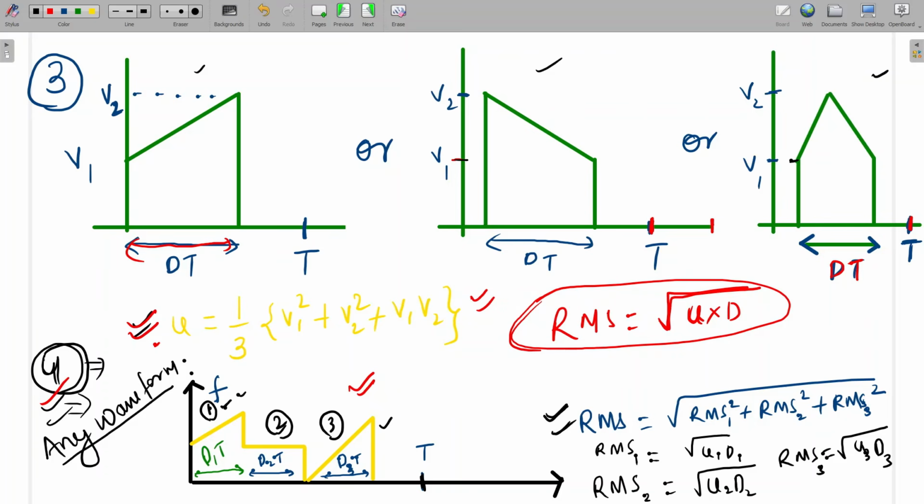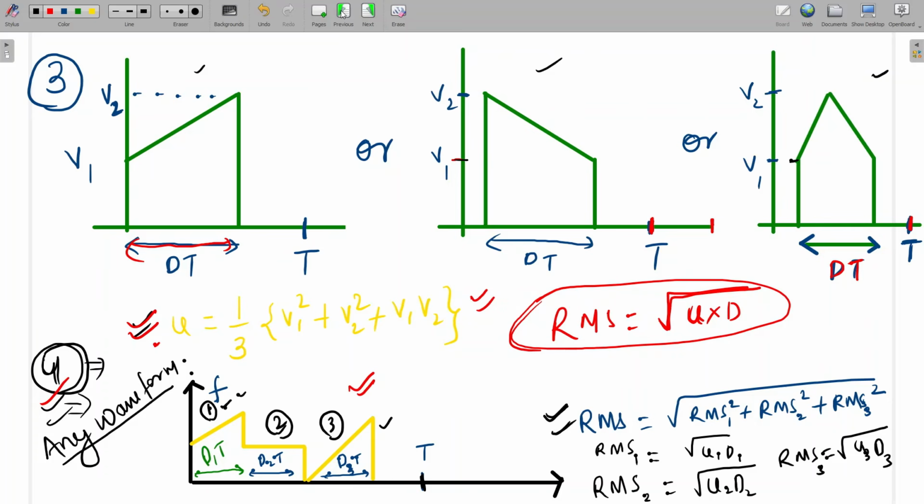Like this type of waveform is the first one, the second one is constant, and the third one is a normal triangle. So we take the different RMS squares, add them, and the total under root will be the final RMS. Is it clear? Right. Okay.